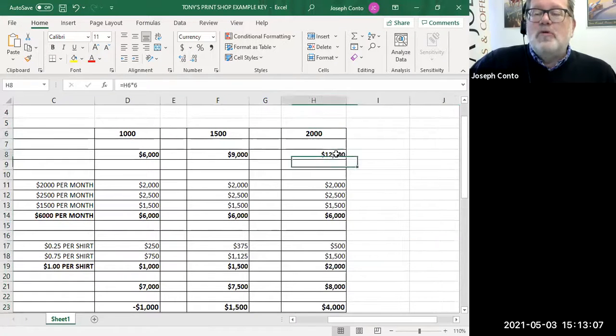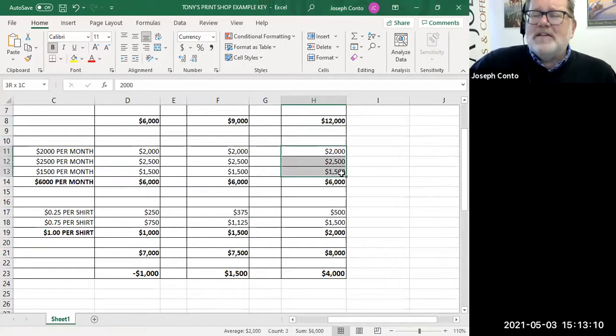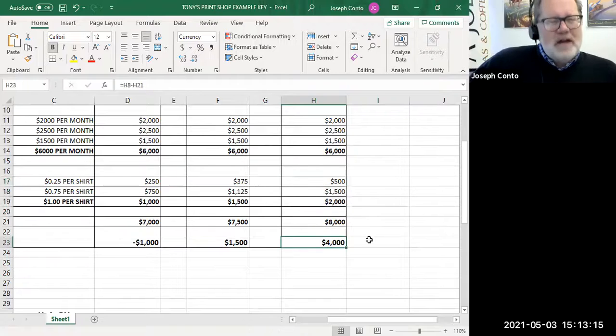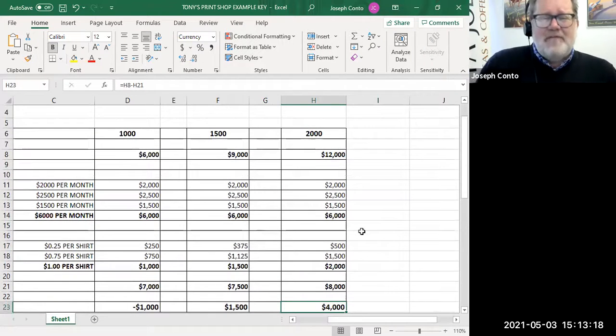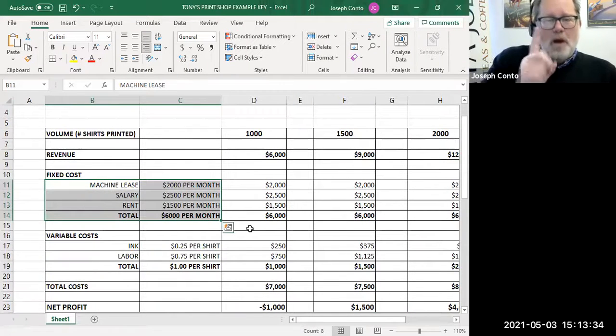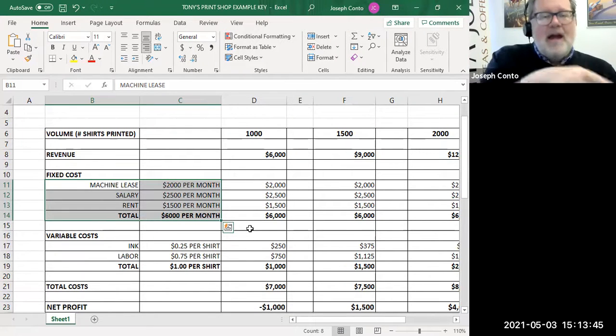And at 2,000, same rules apply. I'm making more revenue. My fixed costs don't go anywhere. My variable costs go up, but not that much, letting me have a $4,000 profit if I have 2,000 shirts I'm going to create that month. Here's the thing though, even fixed costs have a limit, meaning that is the most shirts that we can produce in a month at these fixed costs. I have one machine, I have one employee, and my salary stays the same, the rent stays the same. But if I'm going to grow any further past 2,000, I need a second machine.